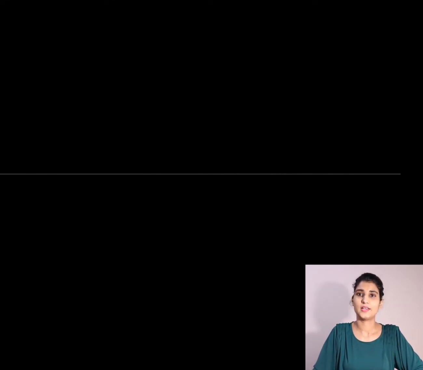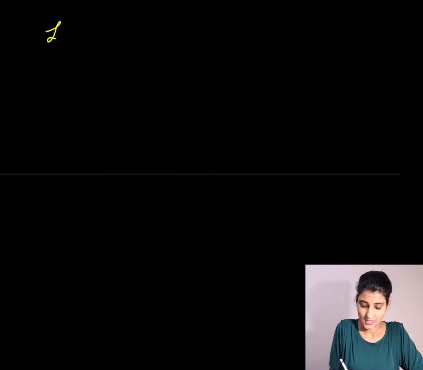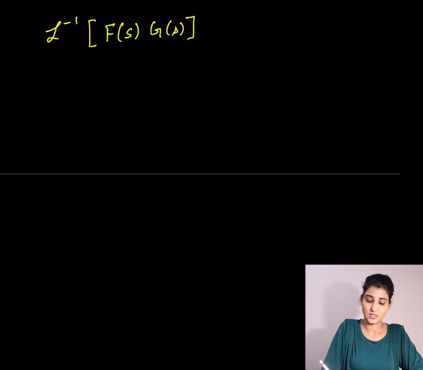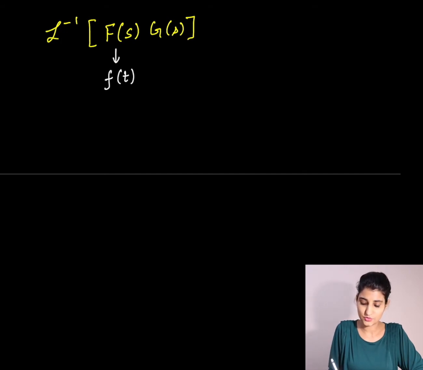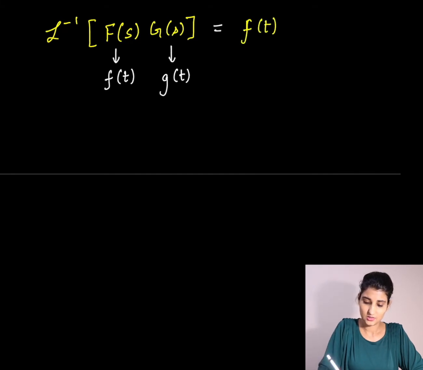In the last video we discussed convolution, and we discussed that if we take the Laplace inverse of the product of two functions F(s) and G(s), you evaluate the Laplace inverse of the first function and the Laplace inverse of the second function, and the Laplace inverse of the product is going to be the convolution of f with g.